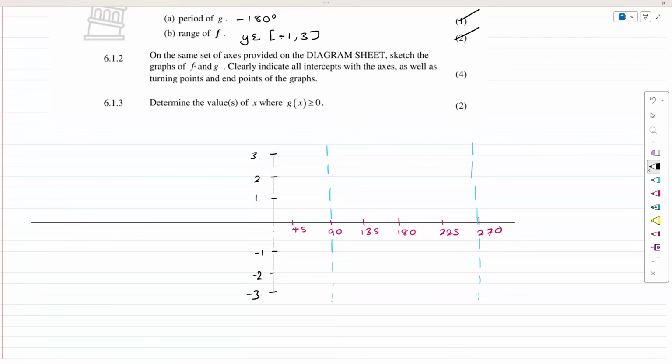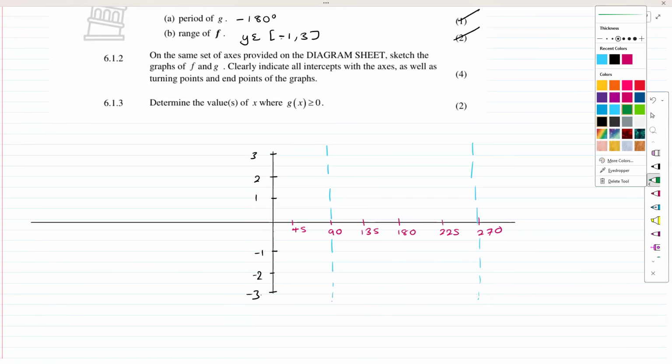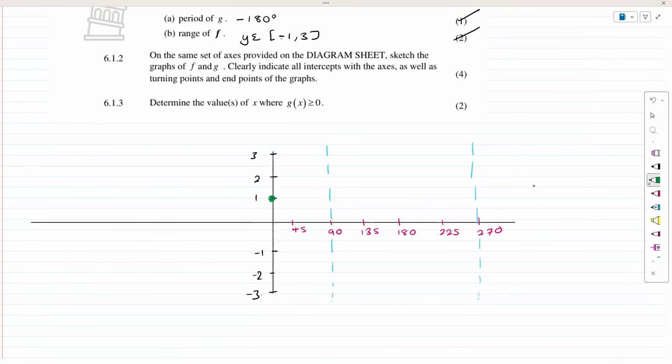This should be easy. I'm going to try. 0 and let's pick green. 0 and 1. 45 and 2 point some change. 90 and 3. And it should go back down. Remember, each part has a counterpart. I did that in one of the videos before.